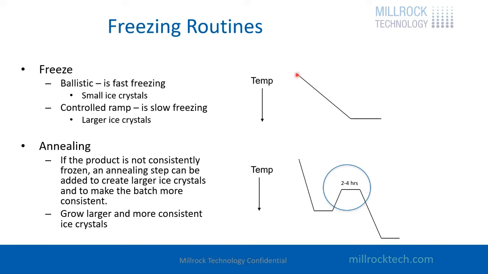If our freezing process is inconsistent or needs improvement, we can always add the annealing step where we have a ramp rate down to a temperature, hold for a period of time, raise the temperature of the product to, let's say, -20, -15, hold it for a period of time, and then freeze it again before we go into primary drying. This is going to grow larger ice crystals and it's going to make them more consistent.